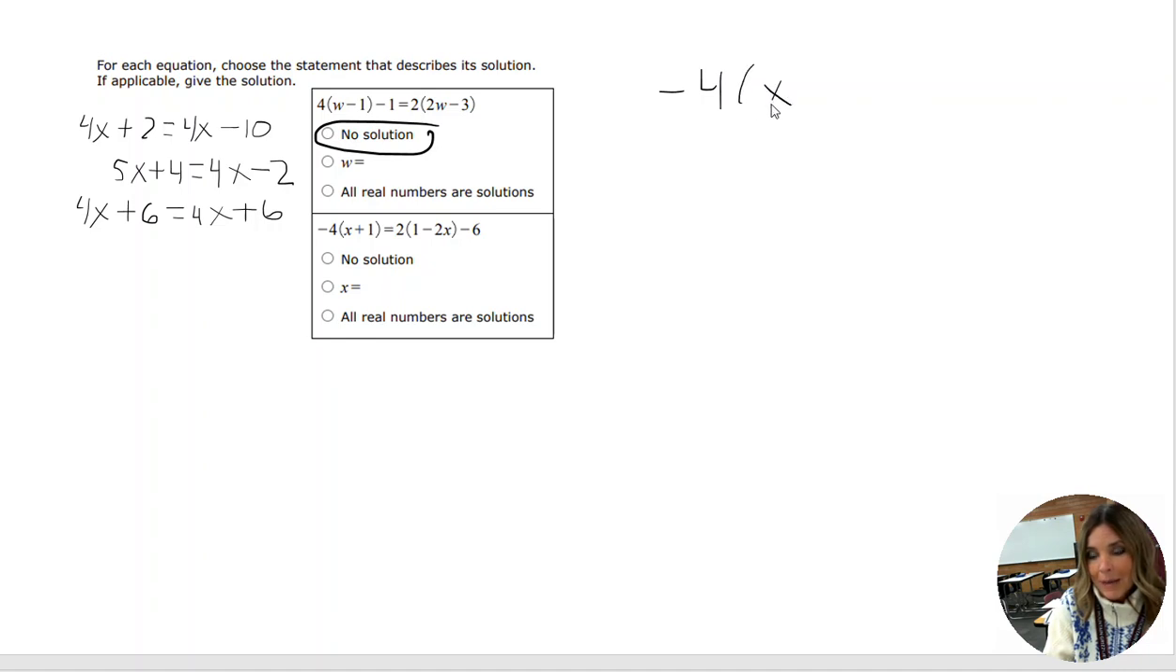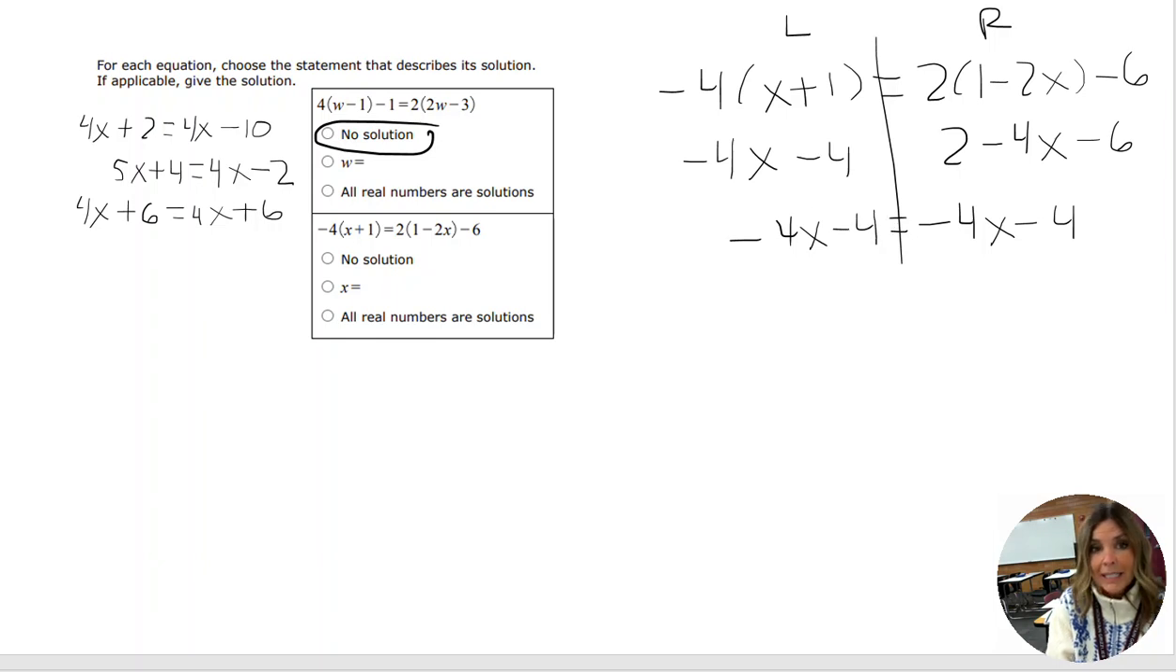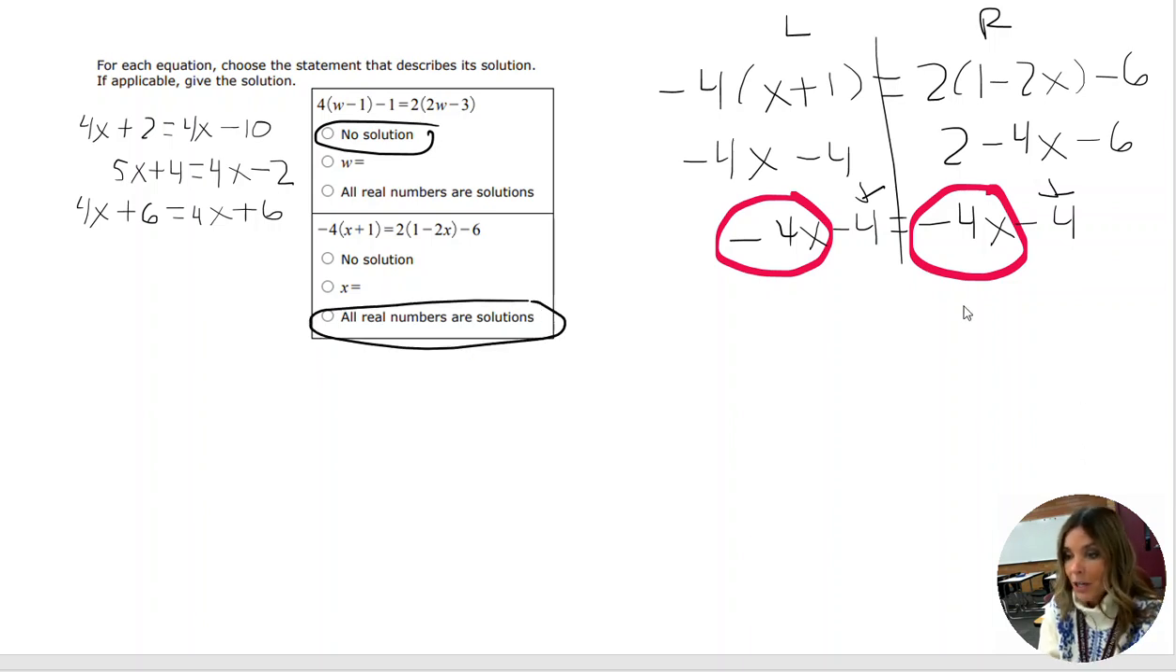Negative 4 times x plus 1 equals 2 times 1 minus 2x minus 6. So let's follow our steps for solving an equation. We're going to simplify the left side, and then we are going to simplify the right side. So now after both sides have been simplified, we can see that on the left side our variable term is negative 4x. On the right side our variable term is negative 4x. We're subtracting 4 from that on both sides. So this is an example of all real numbers are solutions.